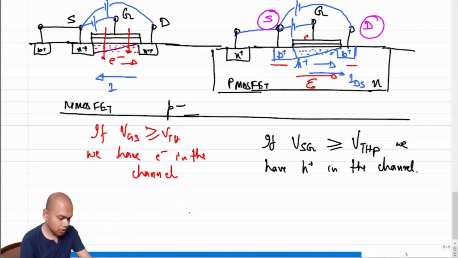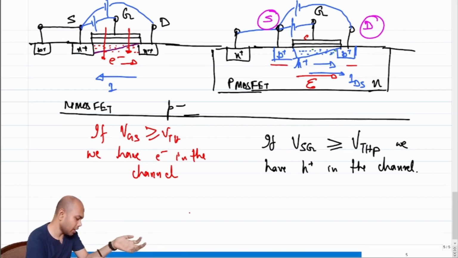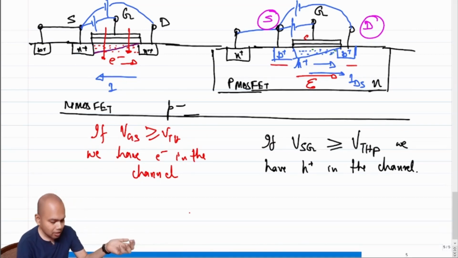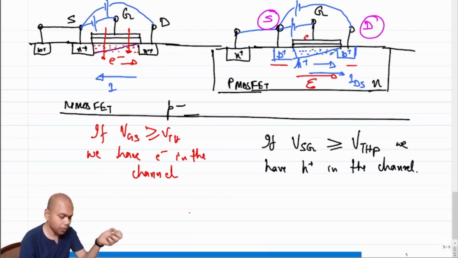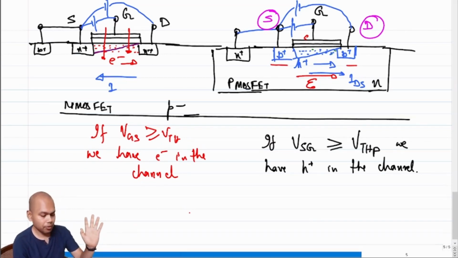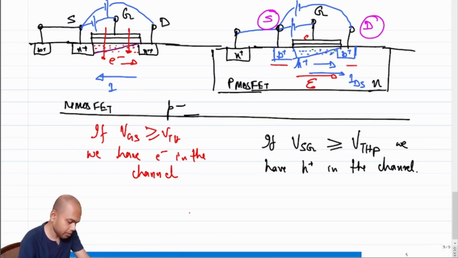Okay, so this is as far as the very rudimentary introduction to the PMOS device is concerned. But more importantly, what we are interested in is the working of the PMOS transistor, right? And that is what we are going to see next.